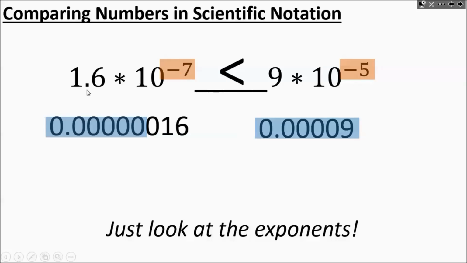When this is scientific notation, this trick works. If this was just like a 5 to the something and another number to the exponent, you couldn't do this trick. But when we're comparing two numbers in scientific notation, we can use this trick.